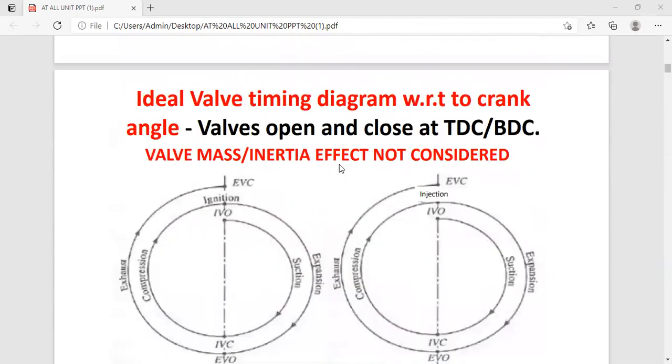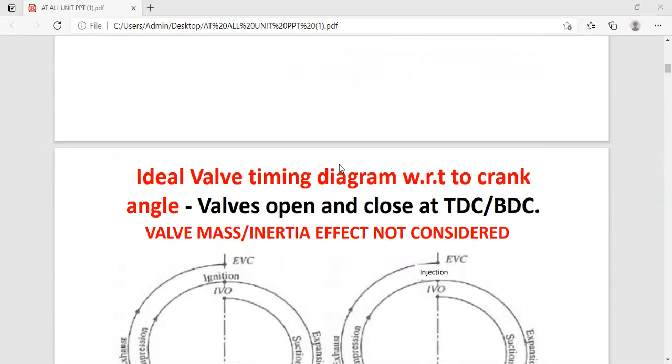So have you any difficulty regarding the valve timing diagram? Any doubts about the valve timing diagram? No sir.